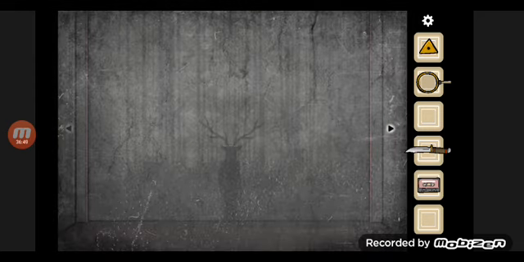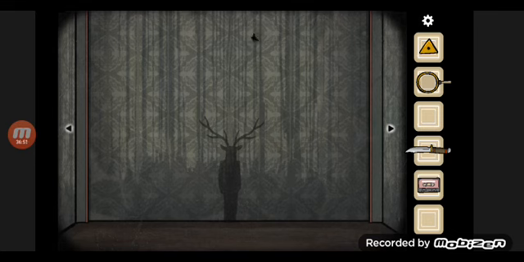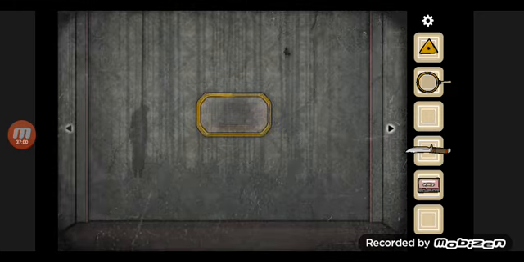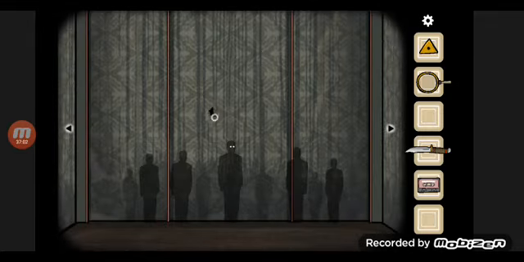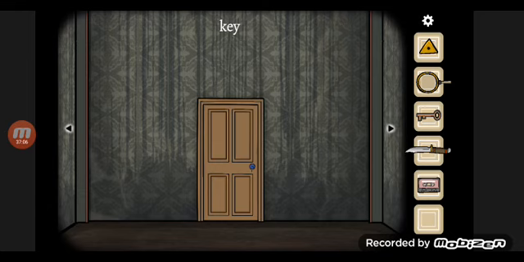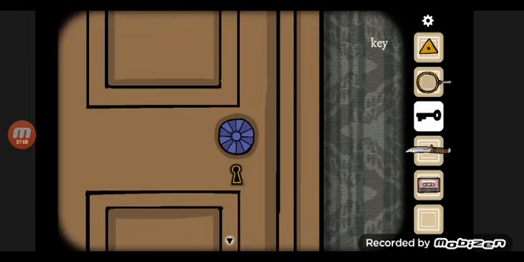Here we need to take a note. You see the world around us change. By touching the mouth by the door, we'll need to take the drop, the key. Open the door.